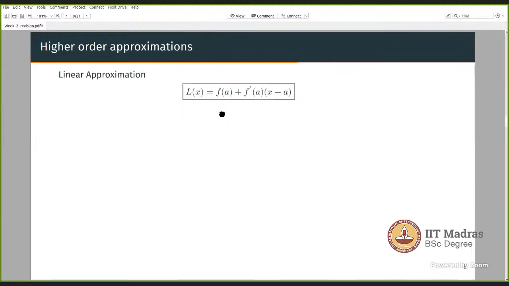Whenever there is a question on finding the linear approximation equation for a function, you would always be given a point.